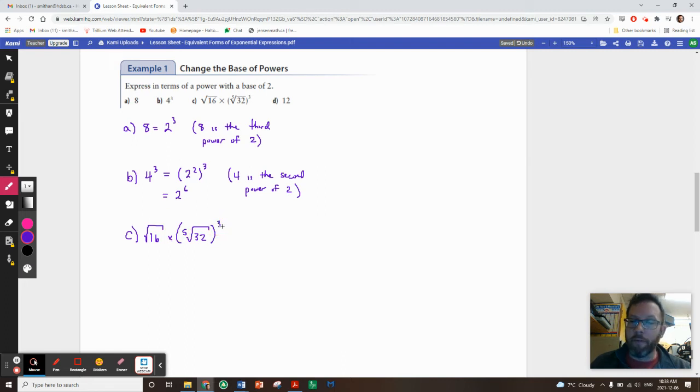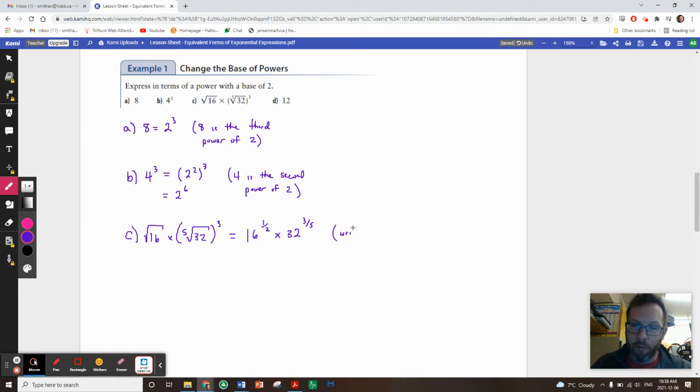So using the stuff we've learned in our grade 11 course, we know that the root of 16 can be written as a power. That's 16 to the power of 1 half. The fifth root of 32 cubed can also be written as a power. That's 32 to the power of 3 over 5. Over 5 because it's the fifth root, and then the 3 on top because we are raising that to the power of 3.